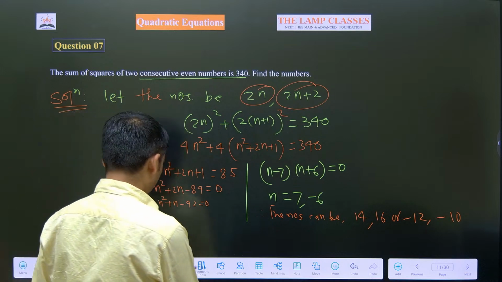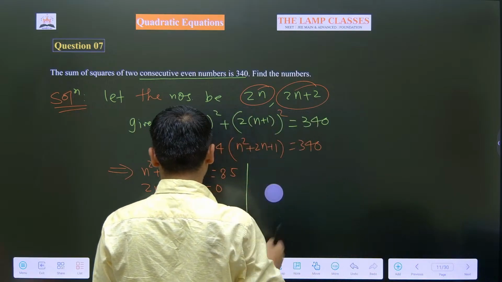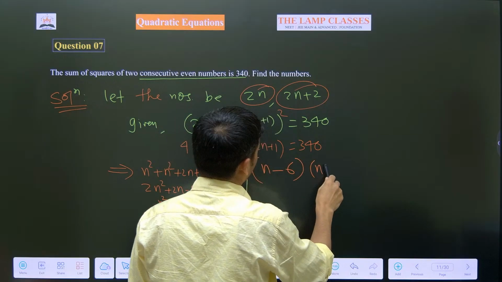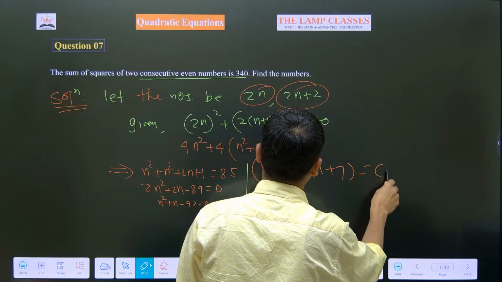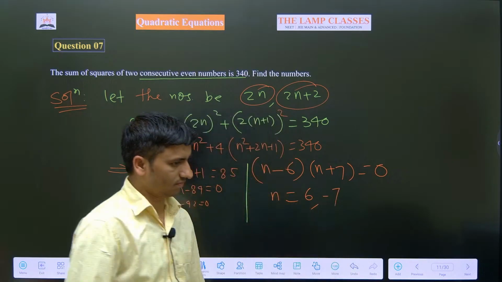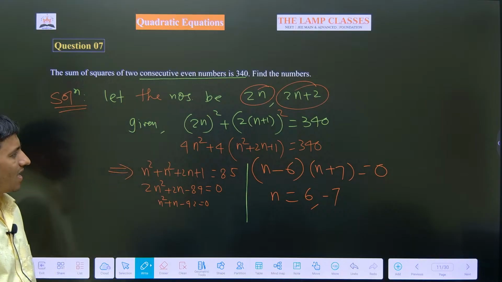Okay, yeah, I think this part should be n minus 6, right? It's n minus 6 into n plus 7. So n is 6 or minus 7. That's the value of n, guys. The numbers must be 12 and 14.